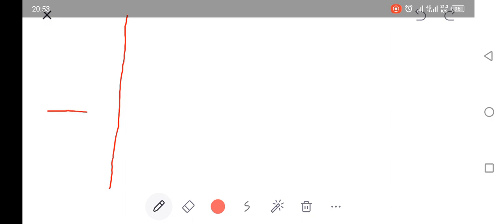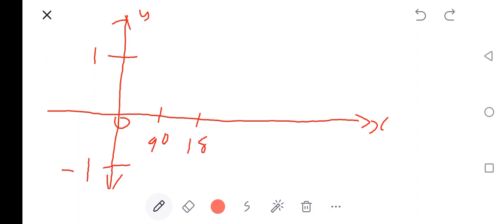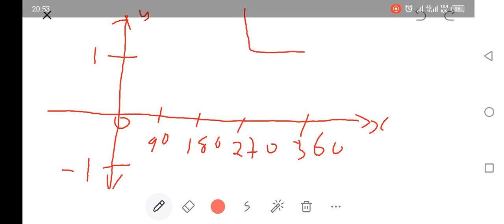So I had mentioned that you have to draw an X and Y plane. Every time you indicate your X, you indicate your Y. The highest number you can have is 1, the lowest number you can have is negative 1. Always start from 0, go to 90, 180, 270, 360, unless they've specified where to end. But if they haven't, you go up to 360. And then draw the diagram here.